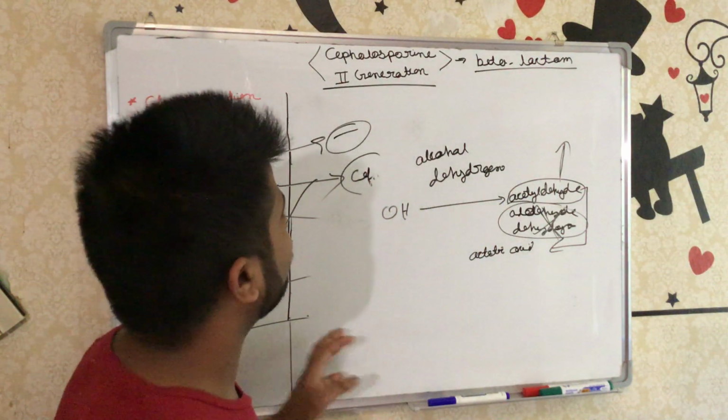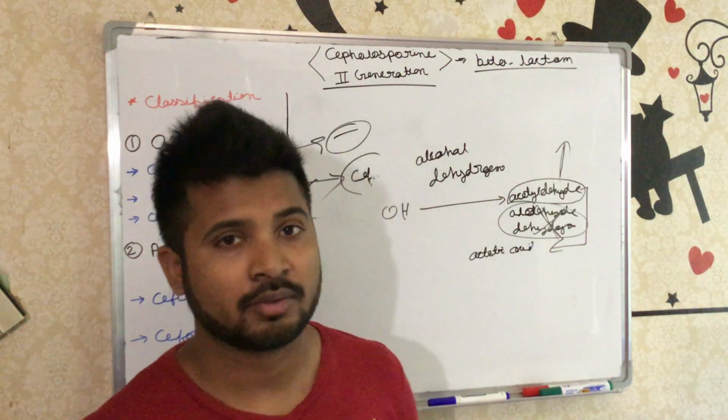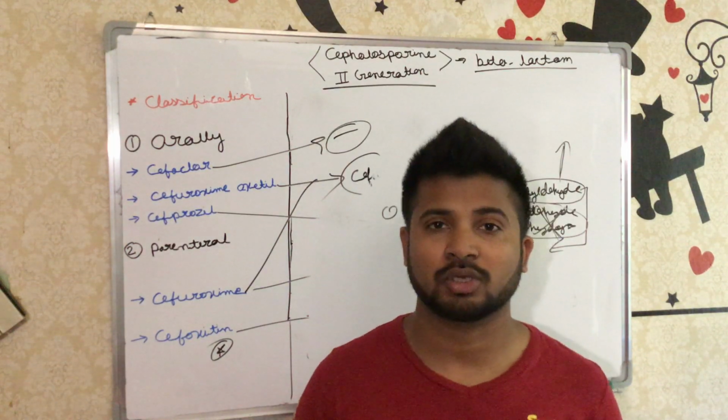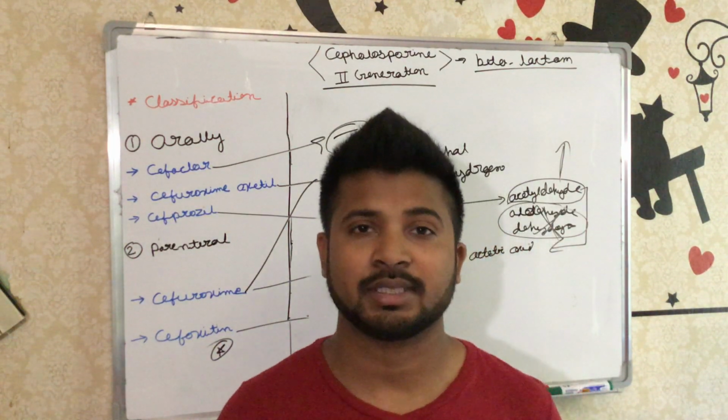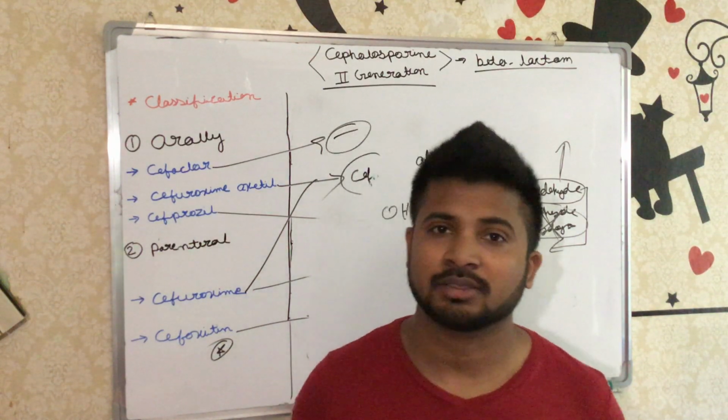Okay, so that is all the information about the second generation of cephalosporin. Next time, I will discuss the very important drugs which are mainly used nowadays among the cephalosporins, that is the third generation. So next time we discuss the third generation.